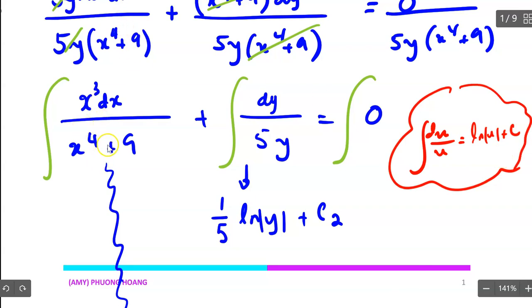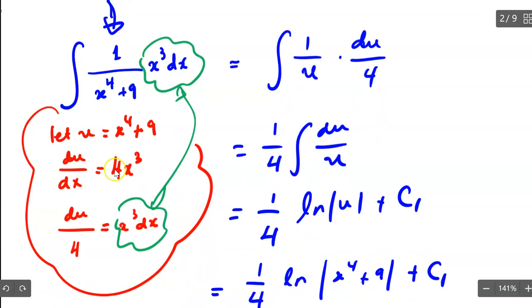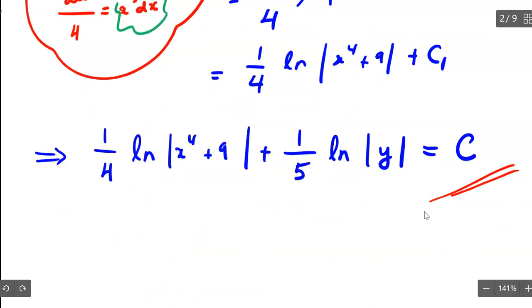So for this one, it's also a ln, but you have to let this equal to u. You let this equal to u, you differentiate, and you end up with this manipulation to get x to the 3 dx. That's why you replace that by du over 4, bring a quarter across the integral sign, then you end up with ln of u, and put the two together. That is the solution for this differential equation.